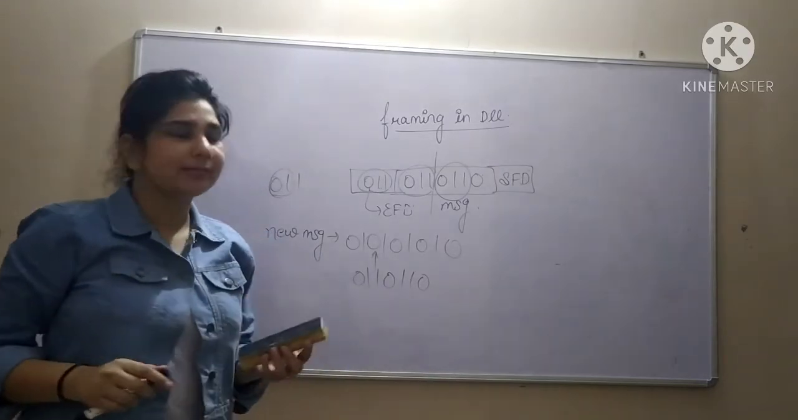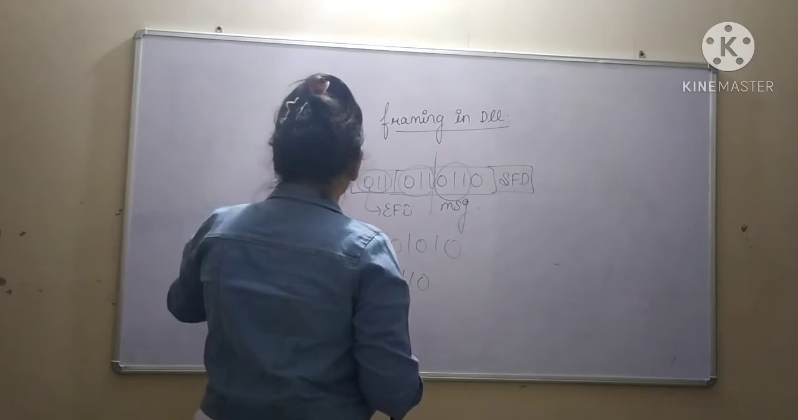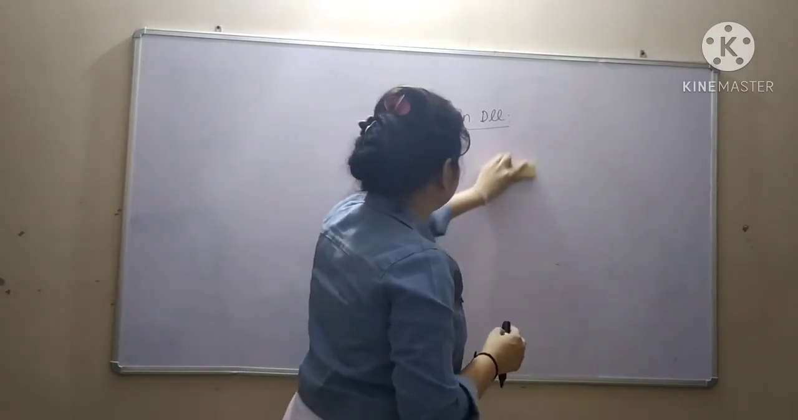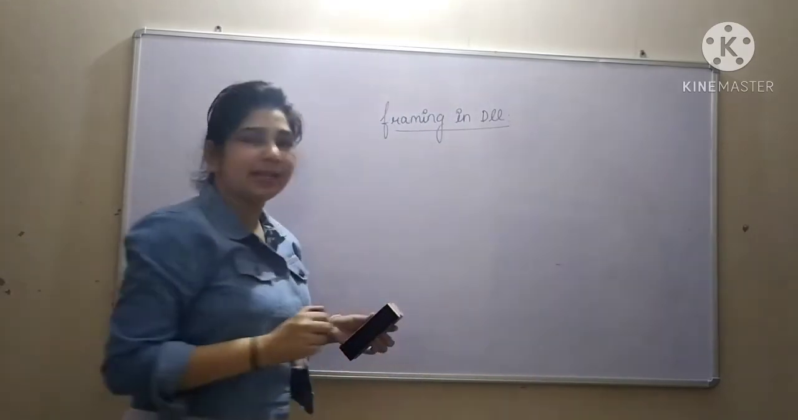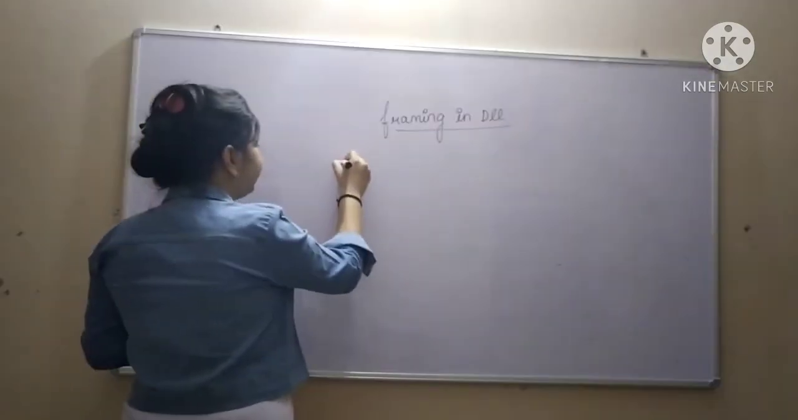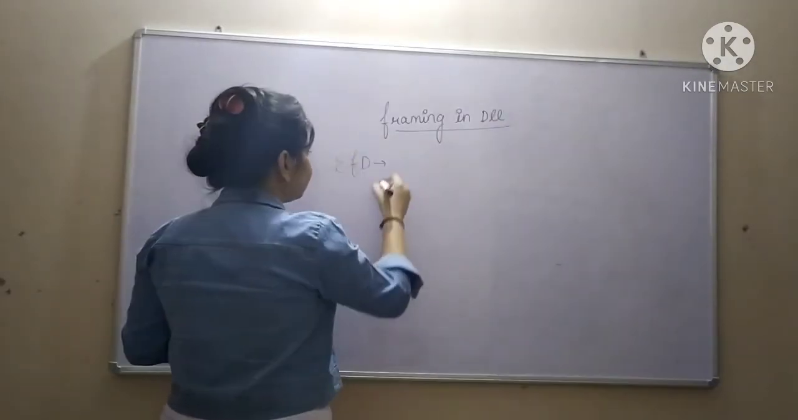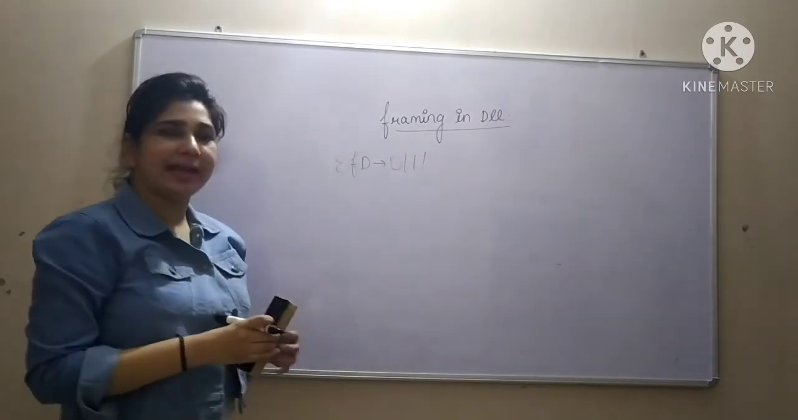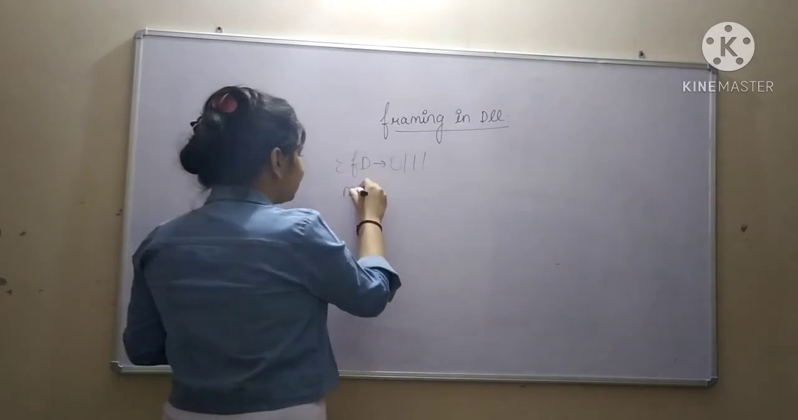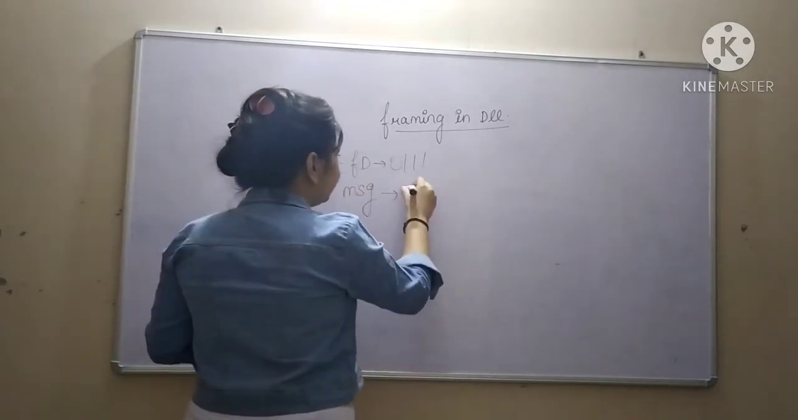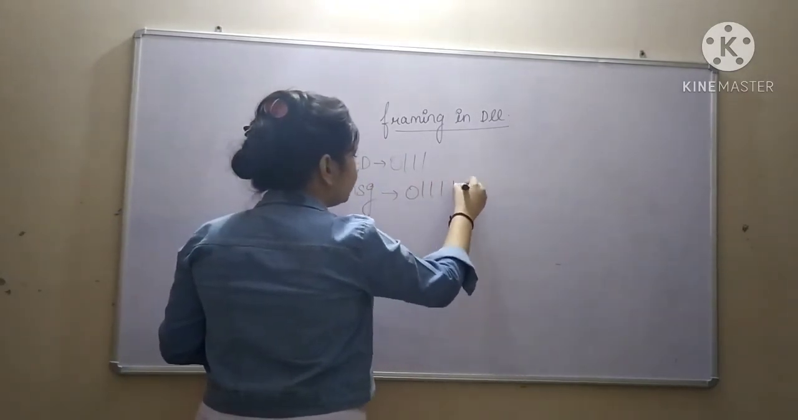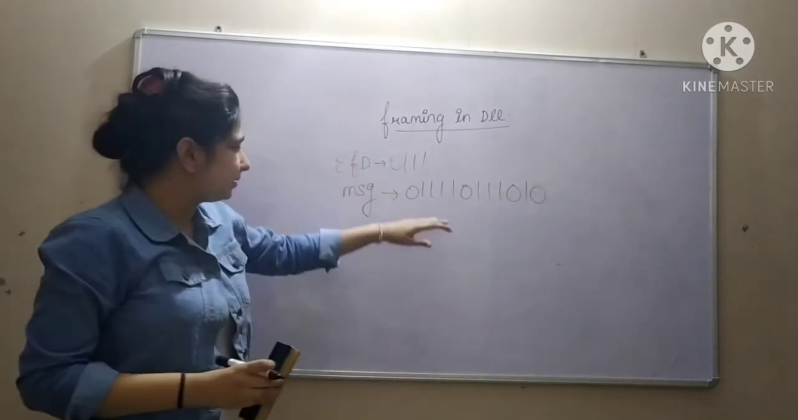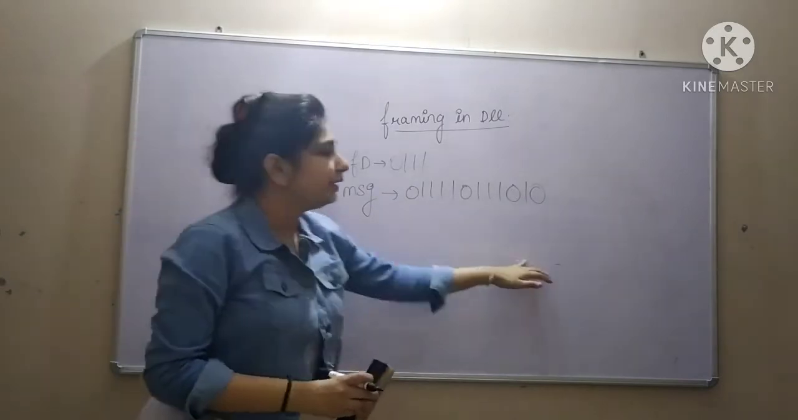Let's take one more example. I have the end frame delimiter 0, 1, 1. So this is my end frame delimiter. And what is my message? 0, 1, 1, 1, 1, 0, 1, 1, 1, 0, 1, 0. So this is my message which I am sending to the receiver.